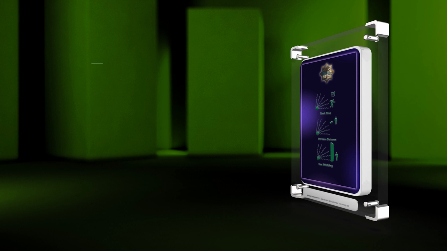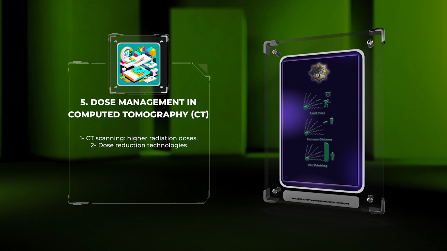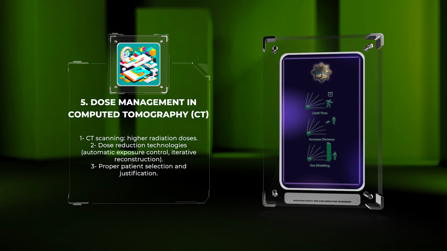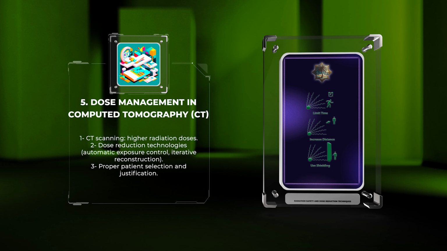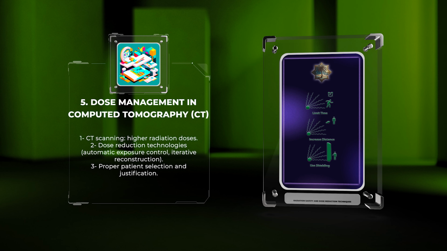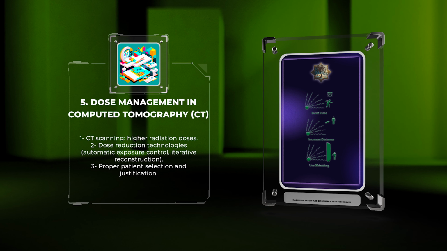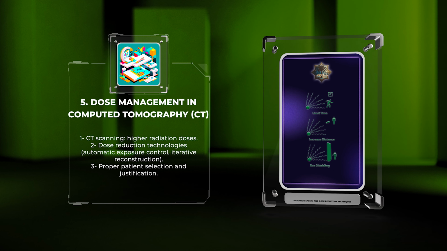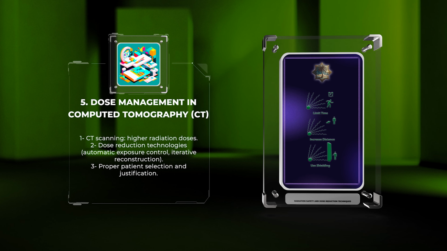CT scanning involves higher radiation doses compared to conventional radiography. To manage dose, CT manufacturers have developed various dose reduction technologies, such as automatic exposure control, iterative reconstruction algorithms, and organ-based tube current modulation. Proper patient selection and justification of CT examinations are also vital in minimizing unnecessary radiation exposure.